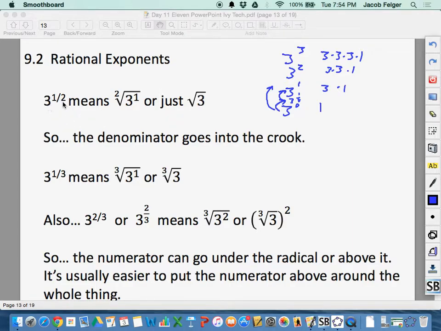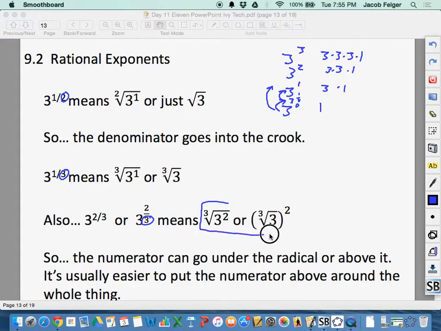But anyway, all you have to remember is that the denominator goes in the crook. So if you got 3 to the 1/3, that denominator of the 3, it goes in the crook. And you've got 3 to the 1st, or just 3, and it's the cube root of 3. So if I had 3 to the 2/3, or written like either way, I'd put the denominator in the crook, and I'd put the exponent either here or here.